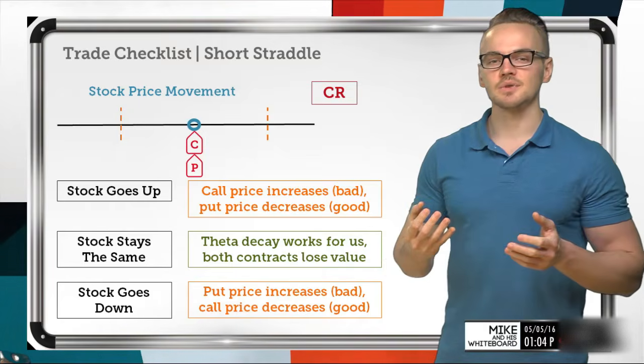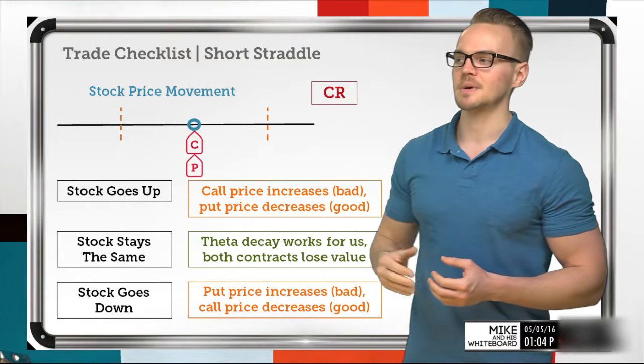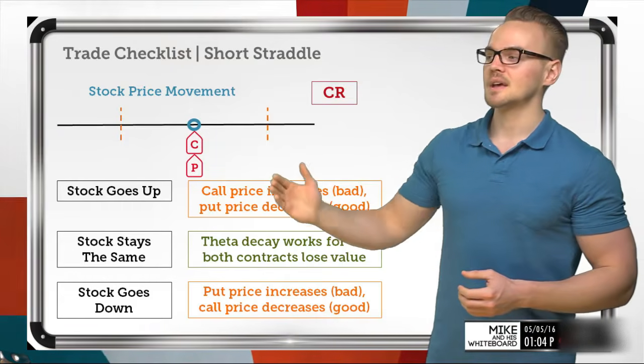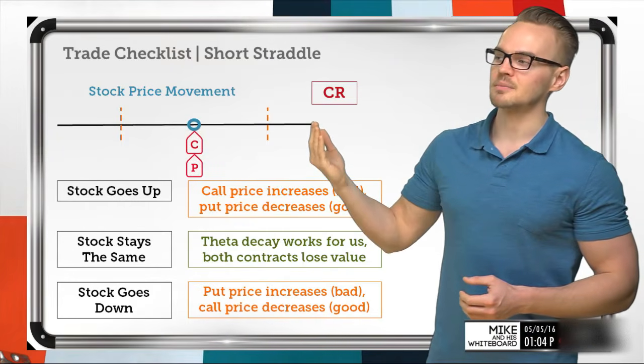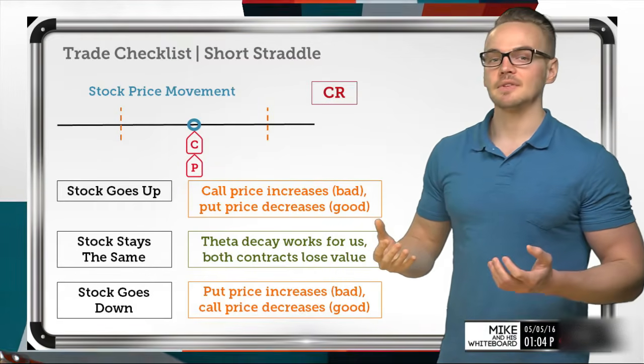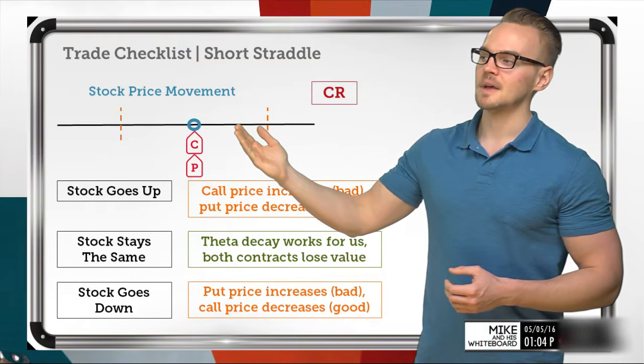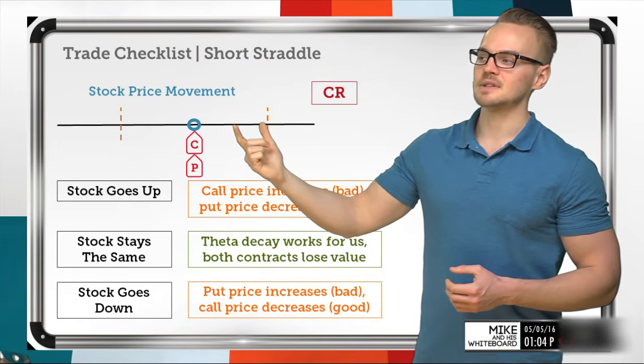But just like a strangle, the stock price can move up just a little bit or move down just a little bit, and we can still be profitable as long as it doesn't breach our break-even points, which I've marked with these vertical lines here. Then we're still going to be profitable. If I can break even at this point and the stock price only moves here, I'm going to be profitable by the difference of these values.